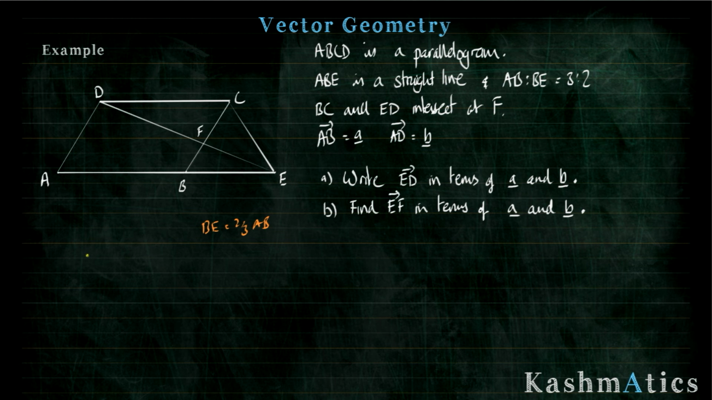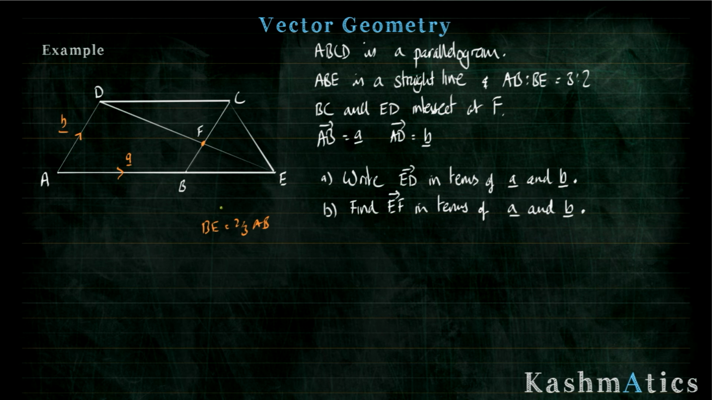And we're told BC and ED intersect at F. So BC and ED, that's that line there, intersect here at this point here. And AB is equal to A, so the vector up to here is equal to A. And AD is equal to B. And we're going to write down what ED is, so from E to D in terms of A and B.